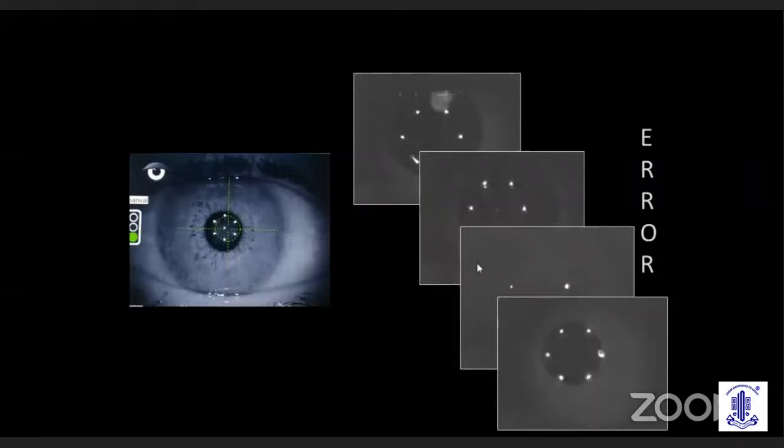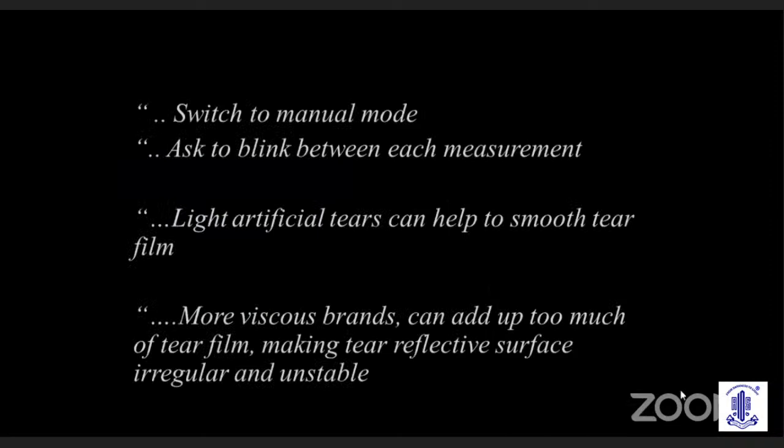And finally, this is a case where you can see there is a localized corneal abnormality, so that the Mayas are not clear in the inferior temporal quadrant. So in any of such a situation, switch to the manual mode, don't do an automatic mode. And we are going to take 3 values, and in between every measurement, ask the patient to blink, make sure the tear film is smooth, and then go ahead. If it's not possible, it is okay to actually give a little light artificial tears, which can smooth the corneal tear film. And always remember, more viscous brands can add up too much of tear film, making the tear reflective surface irregular and unstable. Never go for a higher viscous brands.